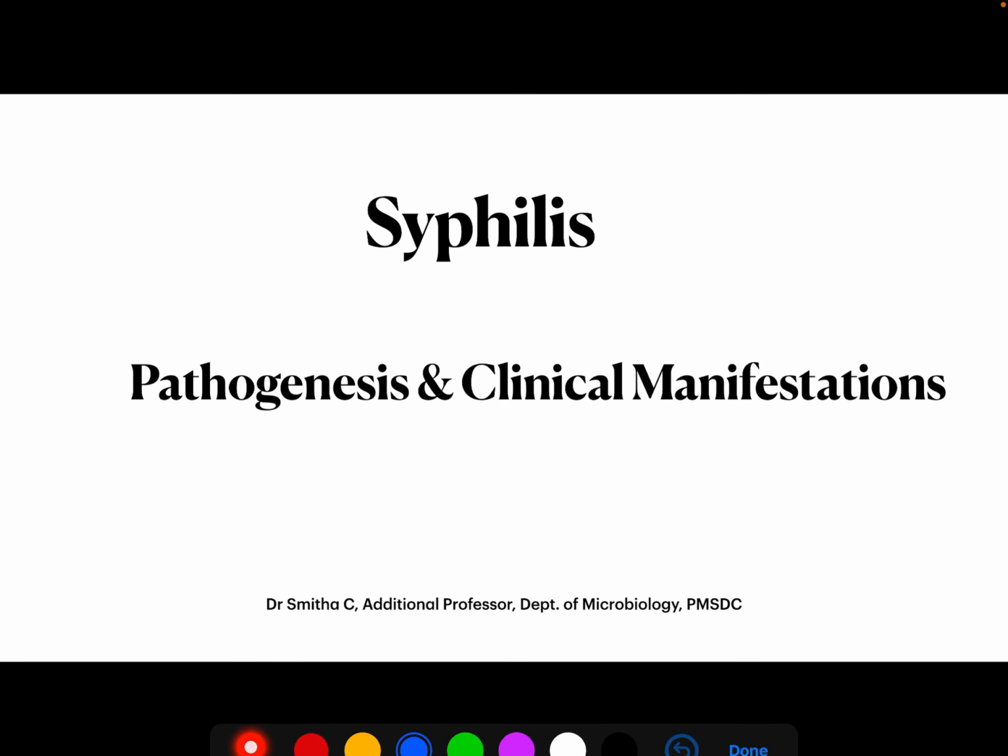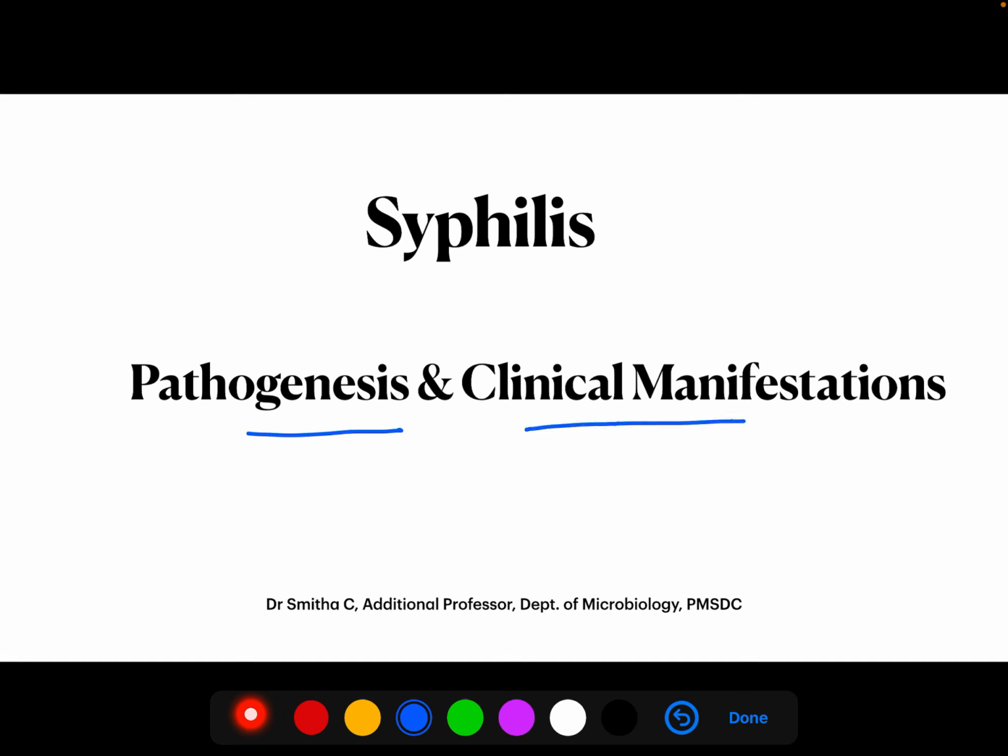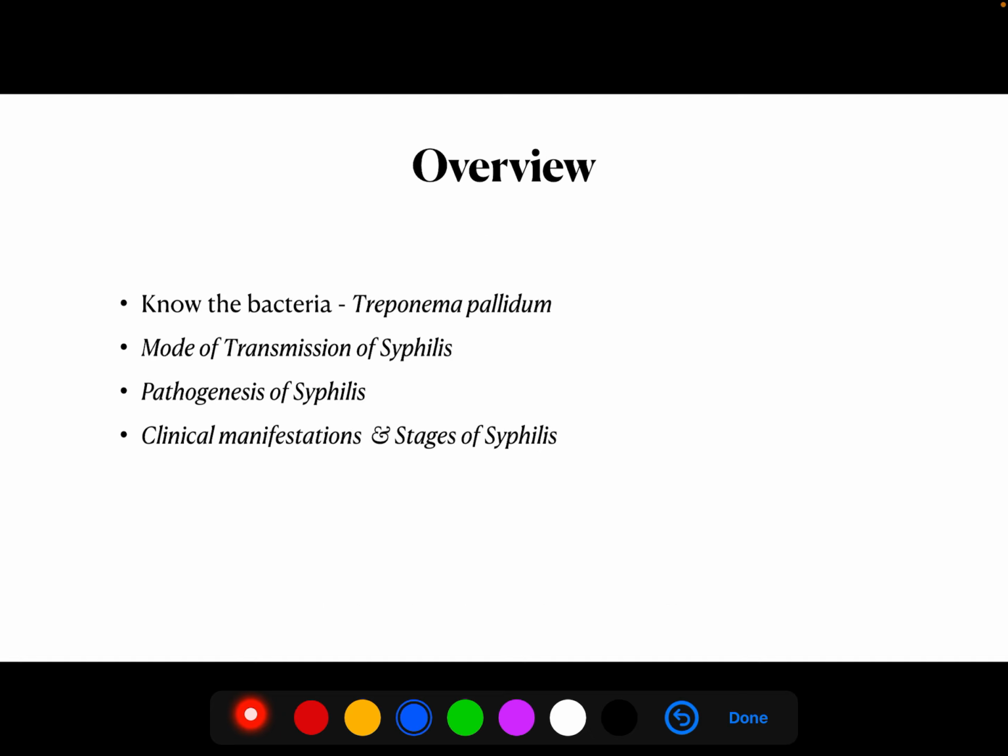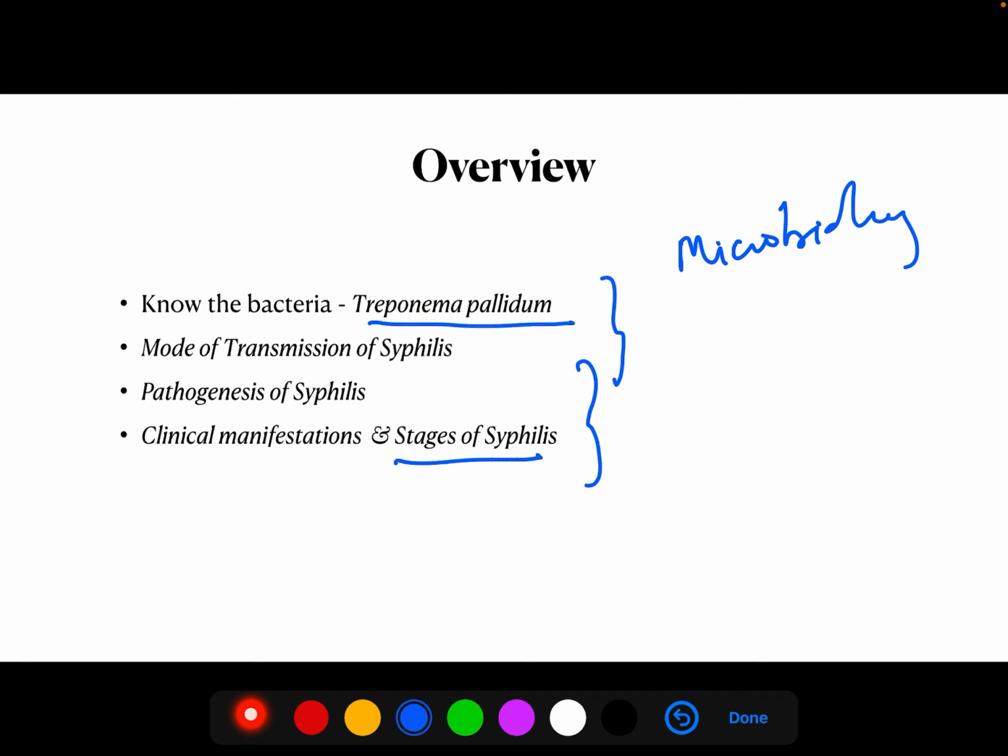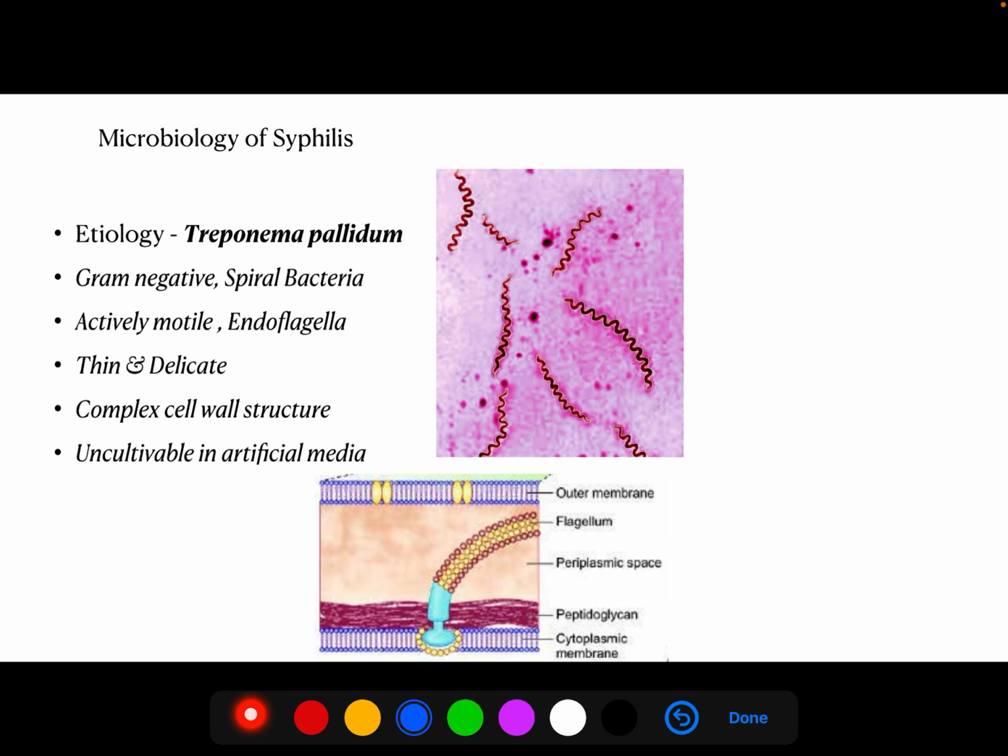Hello everyone. Today we will go through the topic pathogenesis and clinical manifestation of syphilis. Before we study the pathogenesis of syphilis and the clinical manifestation, which includes various stages of syphilis, we need to have a background knowledge regarding the microbiology of syphilis, that is the etiological agent, which is known as Treponema pallidum, and also the mode of transmission of syphilis.